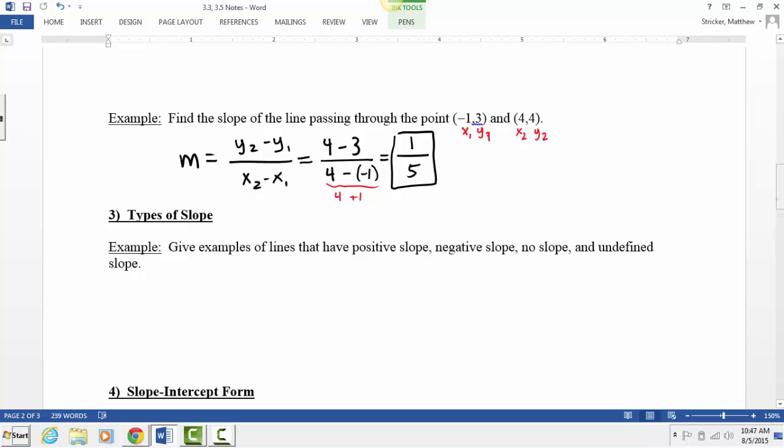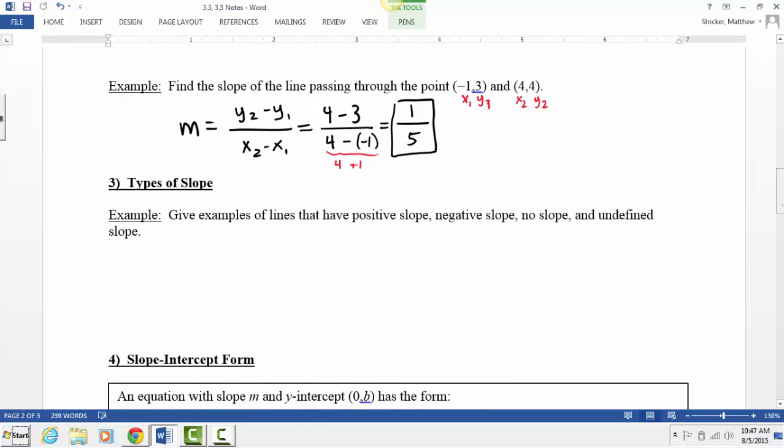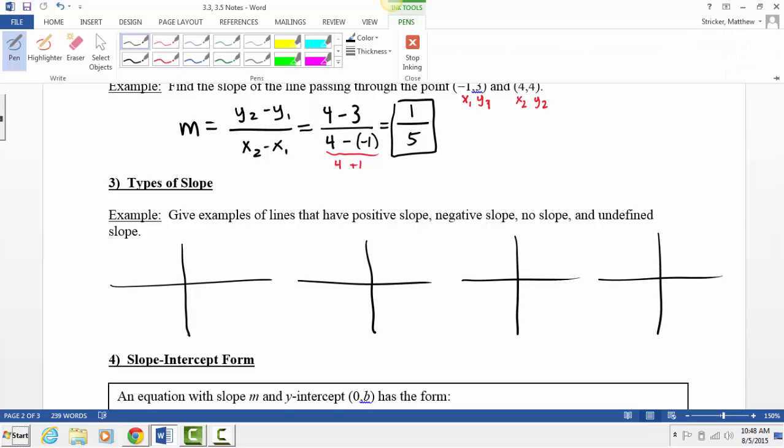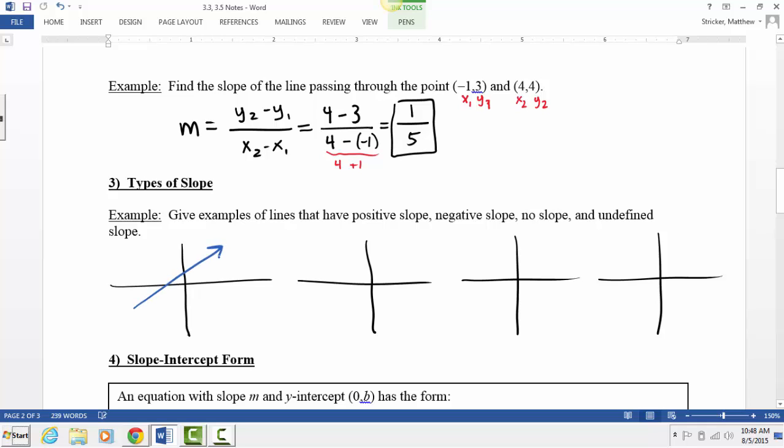Okay, now when we have lines, some lines have positive slope, some lines have negative slope, some lines have no slope, and some lines have slope that's undefined. So I'm going to draw pictures here of all these different examples. Draw 4 graphs here, just real generic graphs. Pick a different color for the lines here. So you get a line that looks like that, maybe another line that looks like that, say a horizontal line, and then the last example is a vertical line.